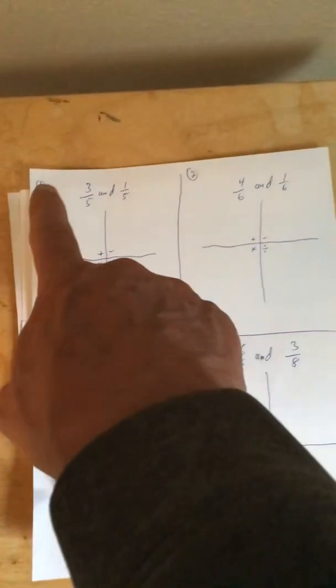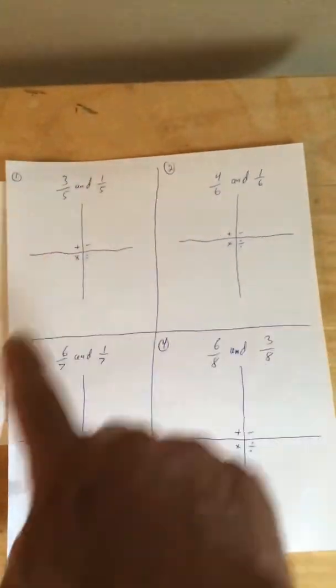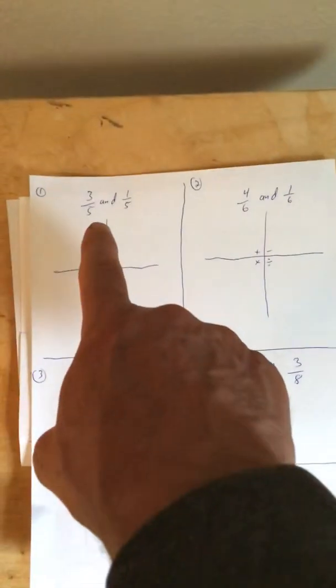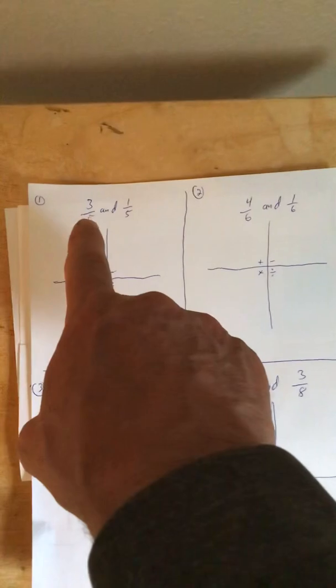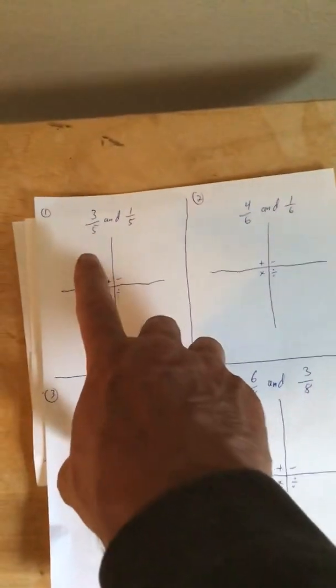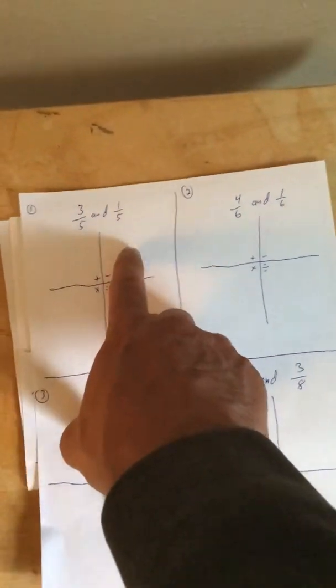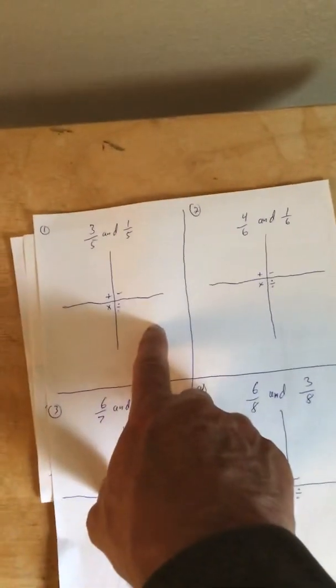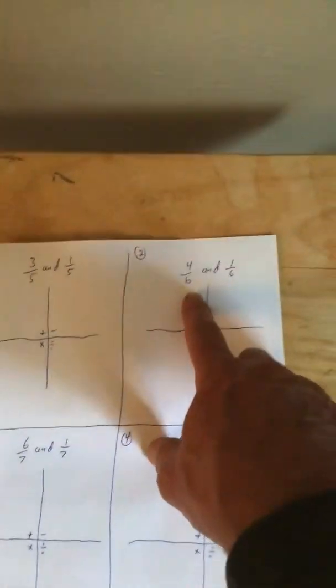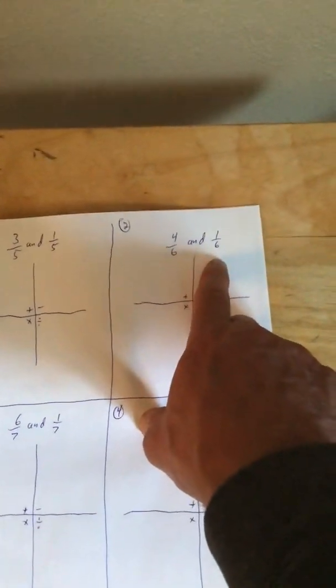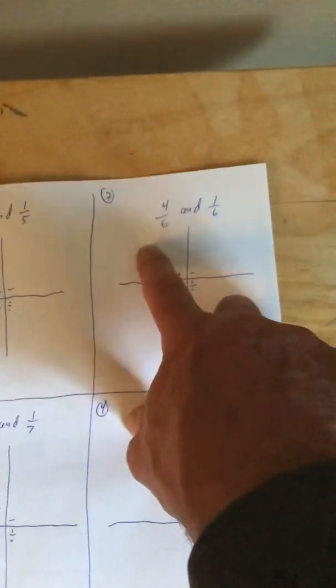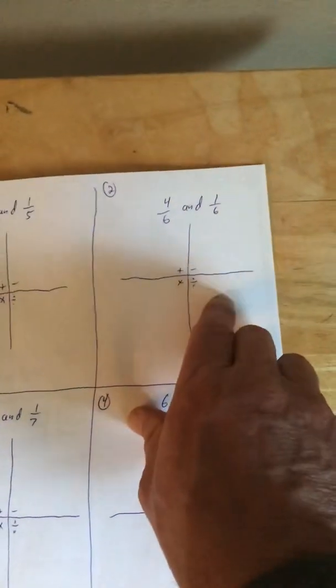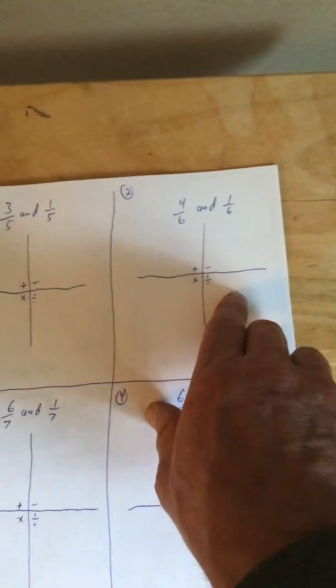Let me give you 4 sets of 2 fractions. We're going to call them 1, 2, 3, and 4. For number 1, I'm going to give you 3/5 and 1/5. I want you to add these, subtract these, multiply these, and divide these. And then over here, I want you to use 4/6 and 1/6, and add those, subtract those, multiply those, and divide those, just like we did.